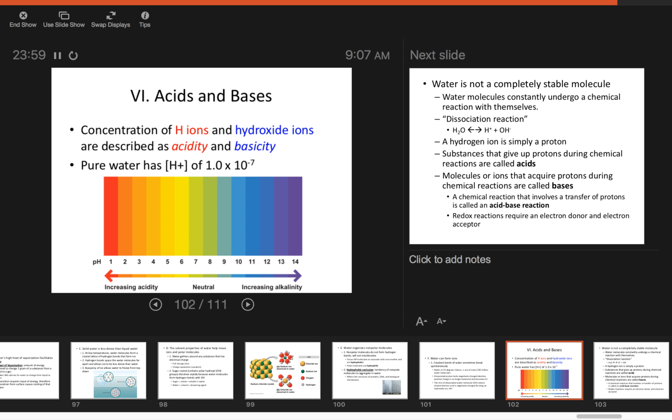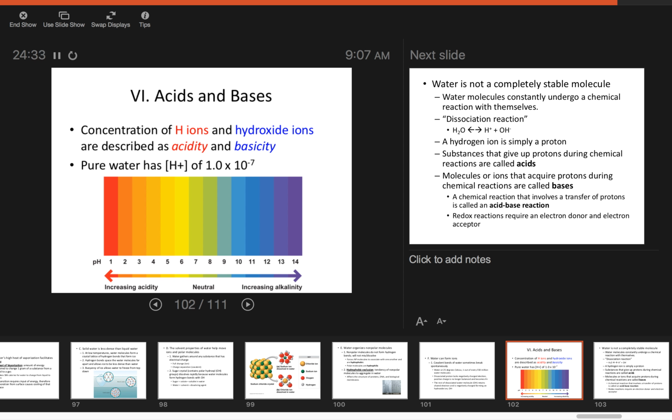Acids and bases. So we will do a pH lab next week that is tied into enzyme activity. So keep that in mind. But acids and bases, and you'll learn this in chemistry. The concentration of hydrogen ions leads to how acidic it will be. So if you have a lot of H plus ions, it will be more acidic. If you have a lot of hydroxide ions, which is OH, the more hydroxide ions you have, the more basic you will be.